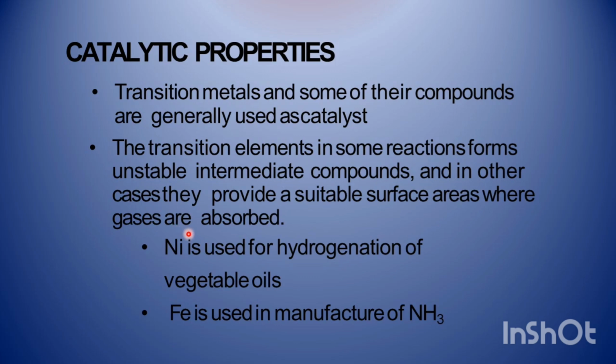For example, students, in hydrogenation, nickel is used for the hydrogenation of vegetable oils to convert them into vegetable ghee. Similarly, iron is used in the manufacture of ammonia. So these are two examples of transition elements used as catalysts.